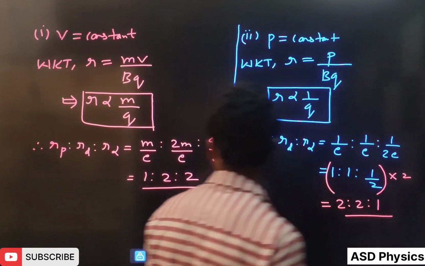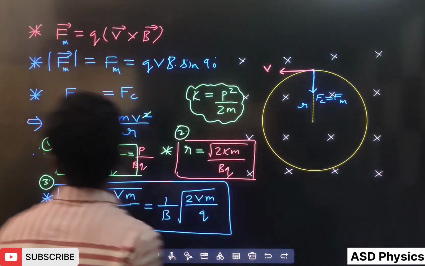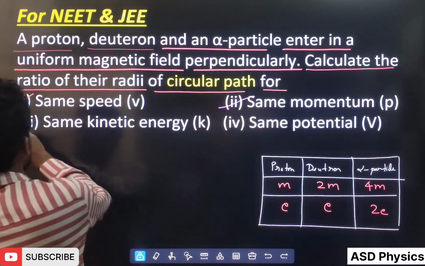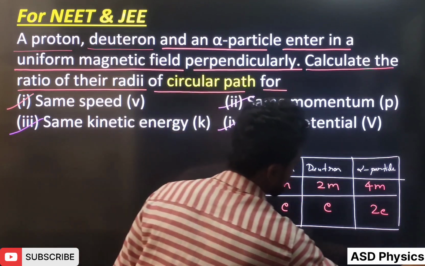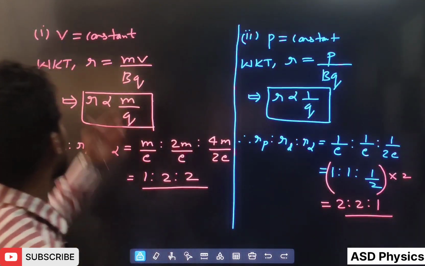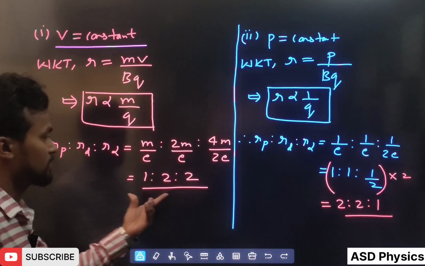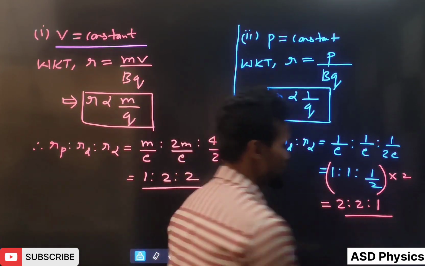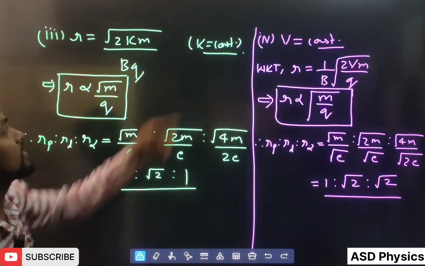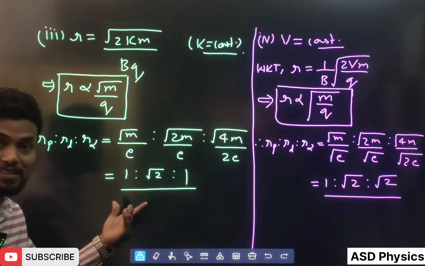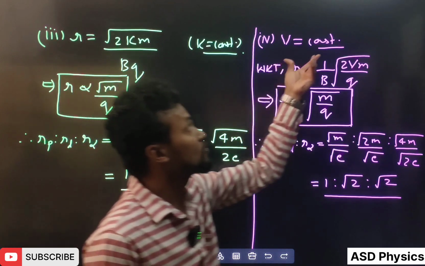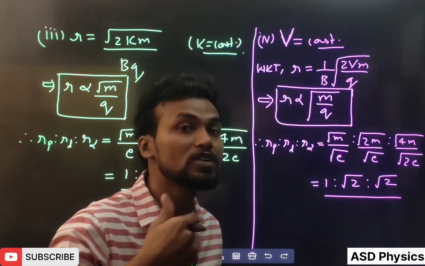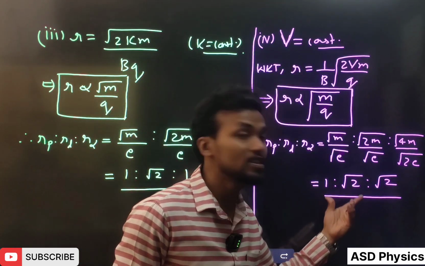Okay, so here students, you can see that according to the question they have asked: same speed, same momentum, same kinetic energy, and same potential. These 4 cases I have taken. For when the speed is constant, the answer is 1 is to 2 is to 2. When momentum is constant, the answer is 2 is to 2 is to 1. And when the kinetic energy is constant, the answer is 1 is to root 2 is to 1. And when the potential V is constant, accelerated through the same potential, then what is the answer? 1 is to root 2 is to root 2.